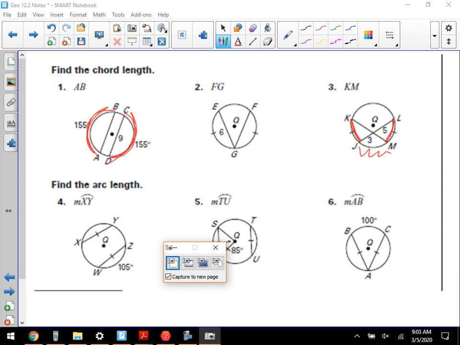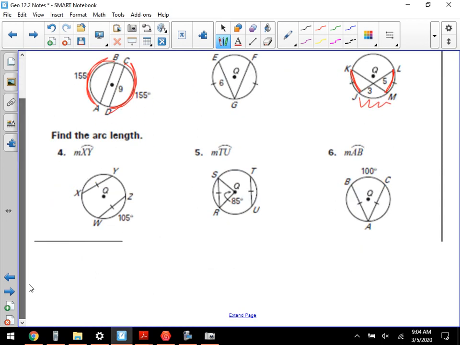Same thing goes through when you talk about the arc measure. We talk about the degrees of it. If you know your chords are the same, your arcs are the same. Are the chords the same in 4? Yes. So your arcs have to be, there you go.